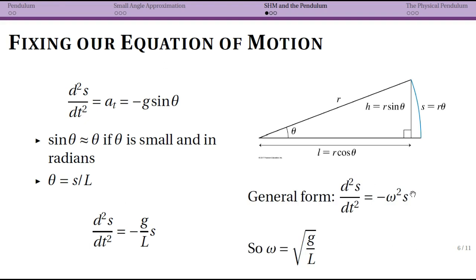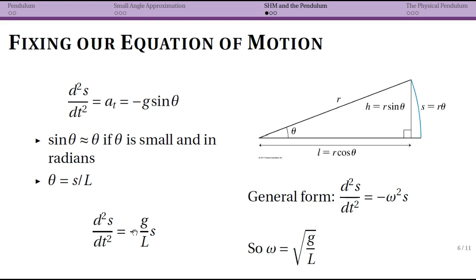Remember that the general form of any type of simple harmonic motion is that the second derivative with respect to time is equal to some negative constant times the position, where that constant's actually omega squared. So in this case, omega is then square root of g over L. So we see in this case that we can use simple harmonic motion to describe how a pendulum is going back and forth. But we've gotten here by using the small angle approximation.